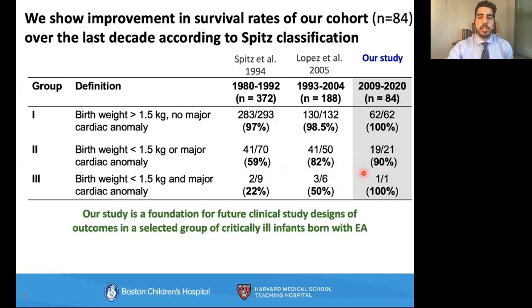Our study is a foundation for future clinical study designs of outcomes in a selected group of critically ill infants born with esophageal atresia. Thank you very much for your attention, and I'll take questions now.